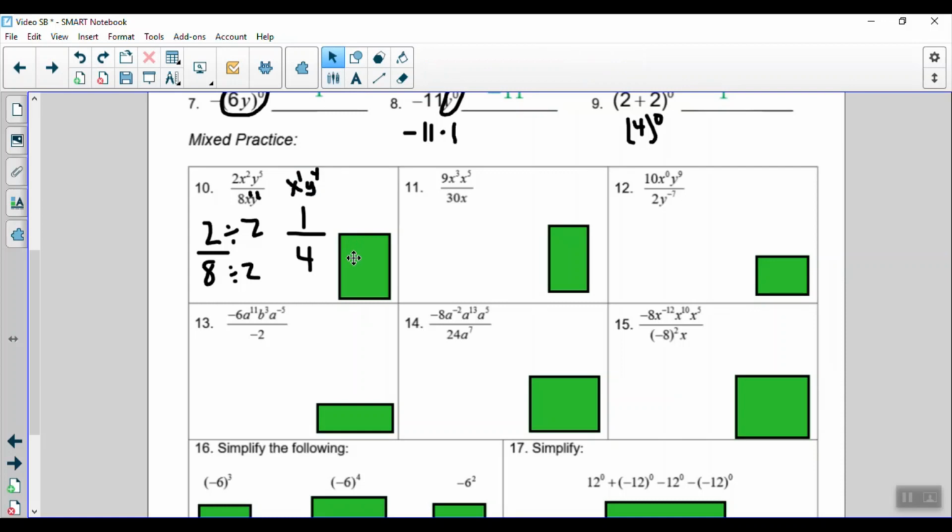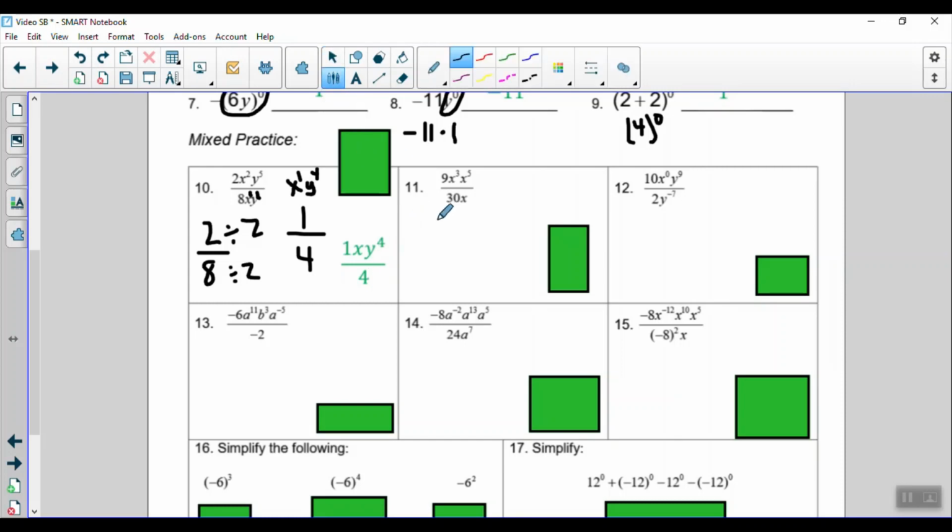Okay, so if we look at our final answer here, I put that all together. These are just going to go on the top, right? They have positive exponents. Positive exponents go on the top of our fraction. So we have 1/4, x to the first power. You don't need to write the 1. If you do, it wouldn't be wrong, but you don't have to. And then you have y to the 4th power.